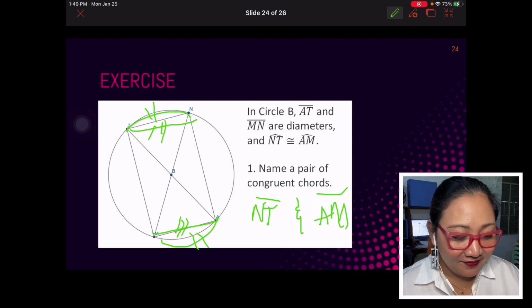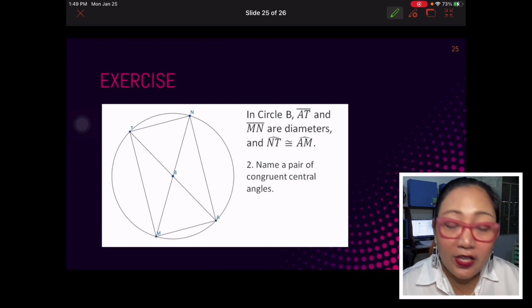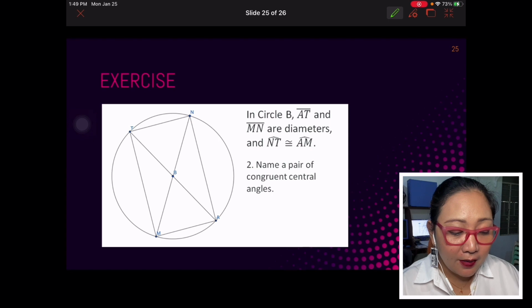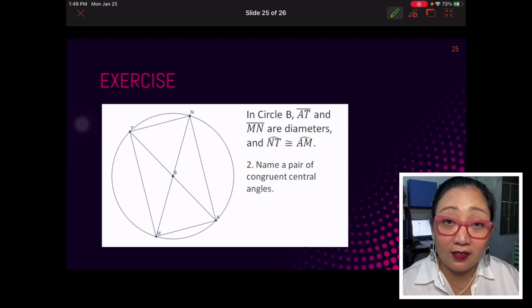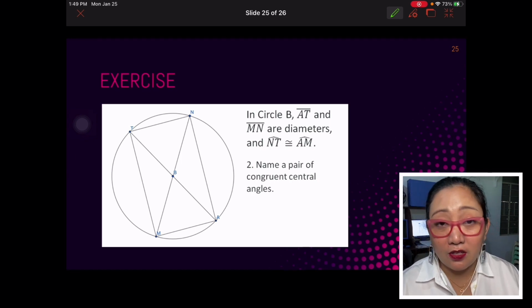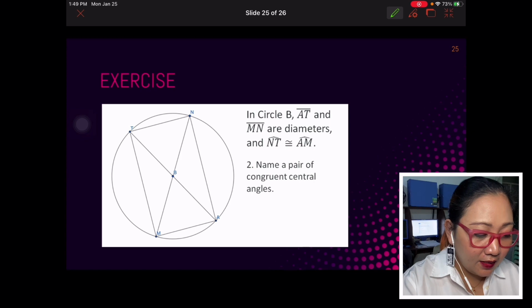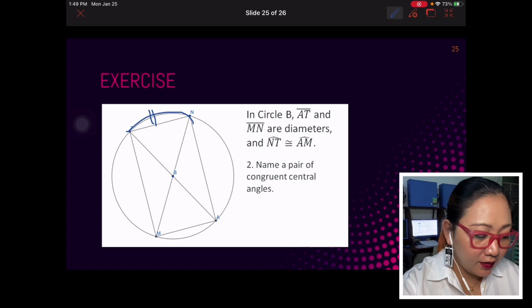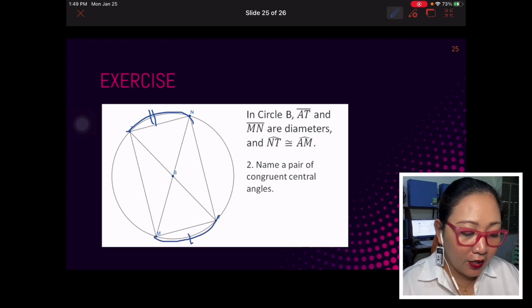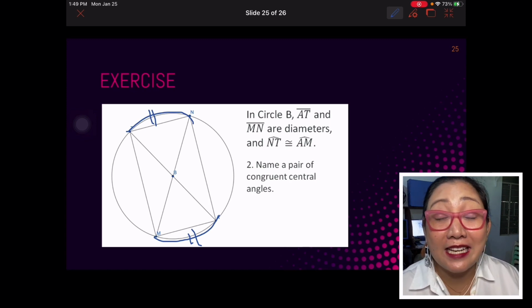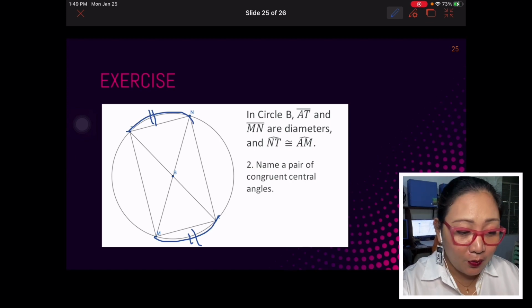Alright? So, next, number 2. So, in a circle, it's still the same given. Now, we have to name naman a pair of congruent central angles. So, alin naman kaya dito sa mga figures na ito ang congruent central angles? So, dahil kakasabi lang ulit or given na ang ating arc NT ay congruent kay arc AM. So, ano yung titingnan natin? Siyempre, yung corresponding central angles nito or yung mga central angles na nag-intercept sa kanila.